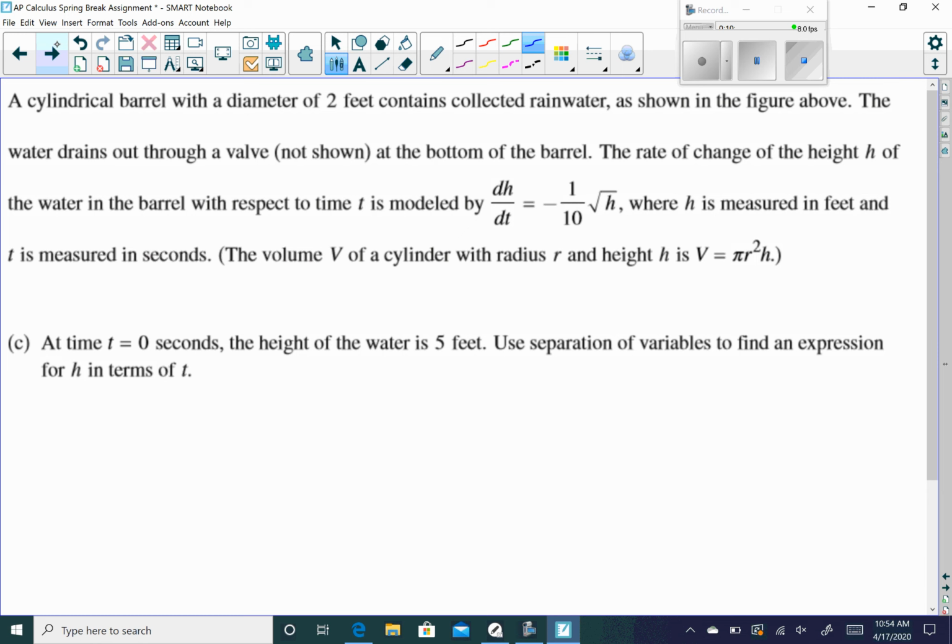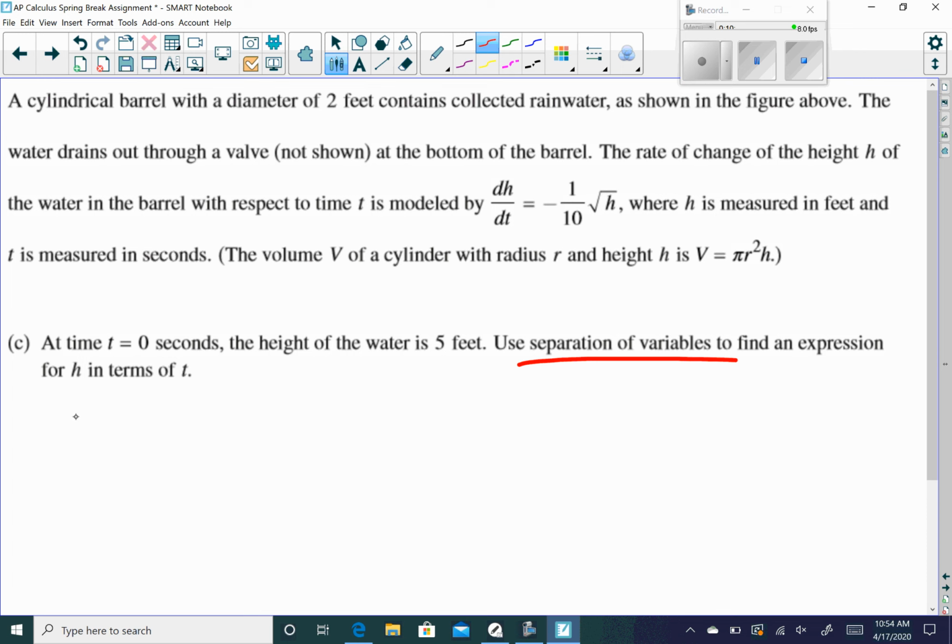All right, for C, at time t equals 0 seconds, the height of the water is 5 feet. Use separation of variables to find an expression. So we don't have to find all specific solutions, and you're going to see something happen within the process of solving this. So right away, notice it says use separation of variables. Very important here. You're going to get 1 point right away for doing this.